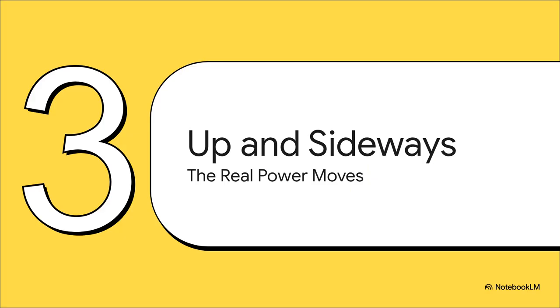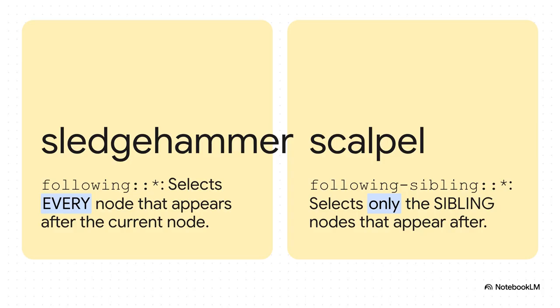So finding parents and children, that's useful for sure. But the real superpower of XPath axes, the thing that lets you solve those really impossible locator problems, comes from navigating sideways and in more complex ways. Now, this brings us to something that trips a lot of people up. The best way to think about it is sledgehammer versus scalpel. The following axis is a sledgehammer. It grabs every single node that comes after your element anywhere on the page. But following-sibling, that's a scalpel. It precisely selects only the brothers and sisters that come after it. Trust me, nine times out of ten, the scalpel is what you really need.